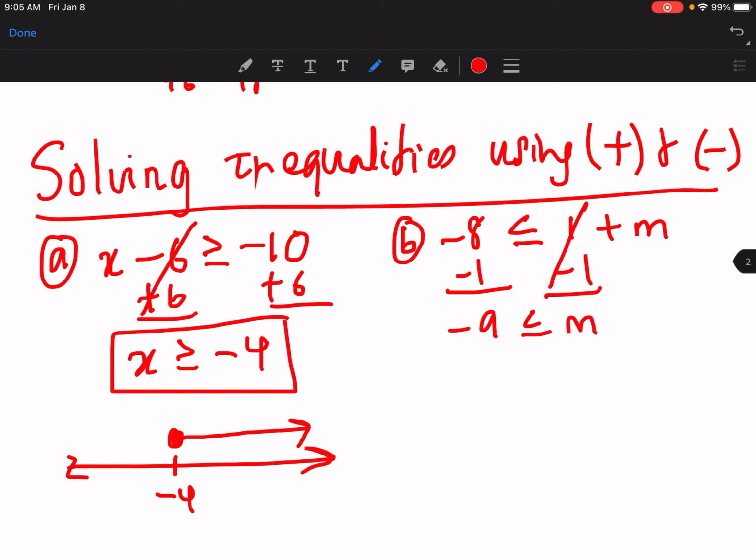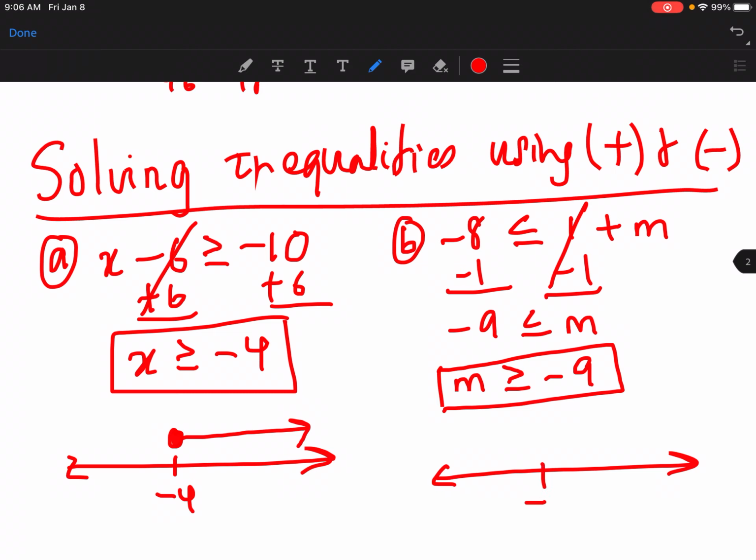Here you can leave it as this, or you can rewrite it. I like to rewrite my answer by having my variable on the left side so I can see which way my arrow is pointing when I rewrite it. Negative 9 less than or equal to m is the same as m is greater than or equal to negative 9. In other words, when you switch your m to the other side, you switch your sign. So m is greater than or equal to negative 9.